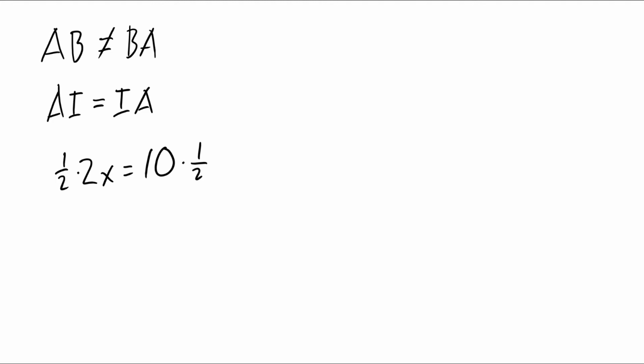And so what happens when we multiply 1/2 times 2 is we get 1x equals 5. And of course, 1x is just x, so we get x equals 5. So again, we have our solution. In this case, that 1/2 is called the inverse.